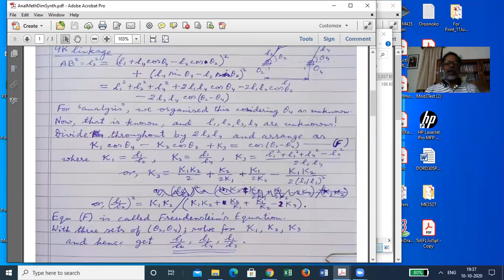So if you do three position synthesis, then those two pairs, this equation, equation F, is called the Friedenstein equation. Friedenstein was the name of the person on whose name this equation has been named. So with three sets of theta 2, theta 4 put in this, you get three linear equations in K1, K2, K3, which you solve. And solution of that will be particularly simple.